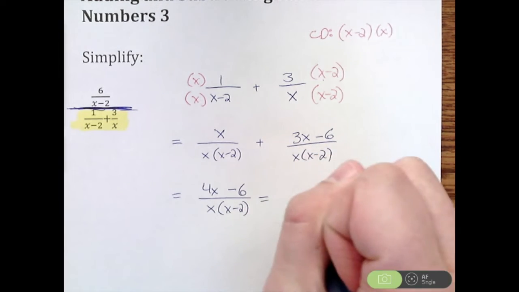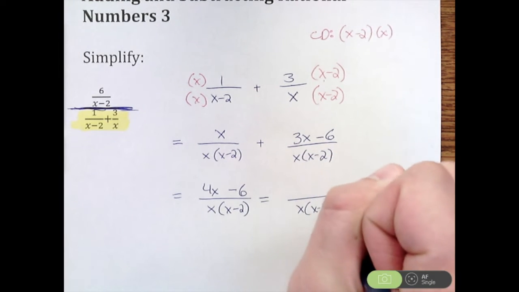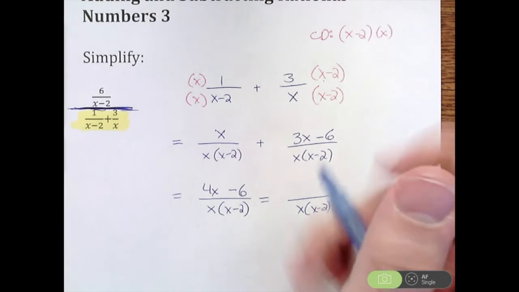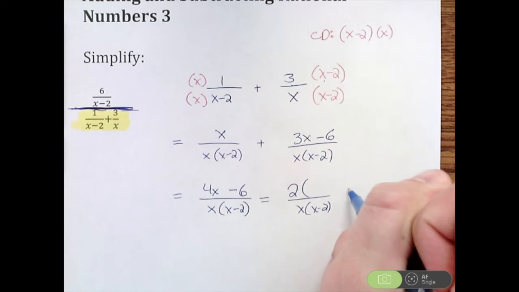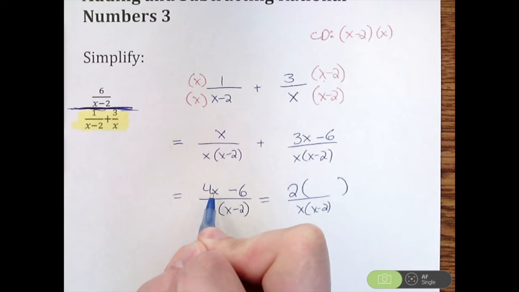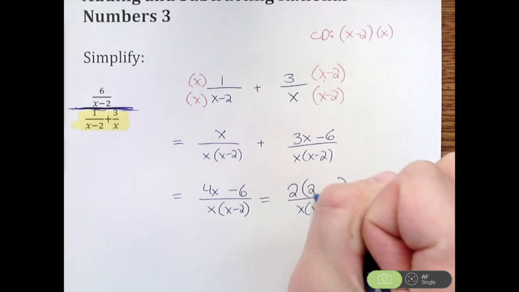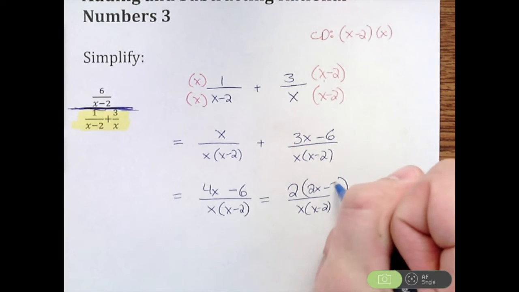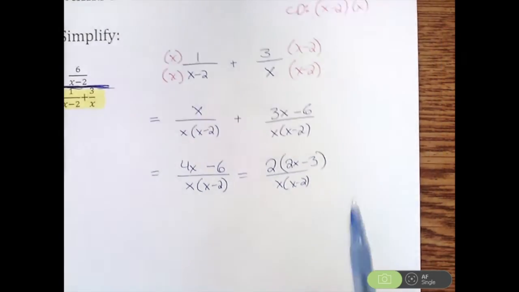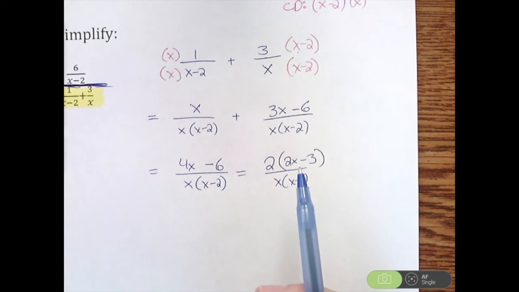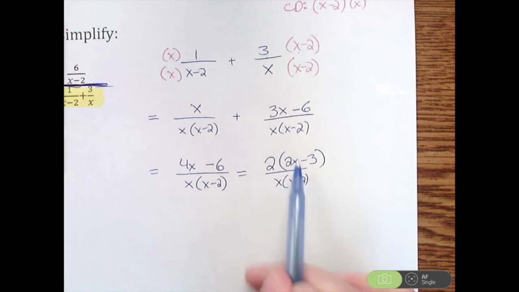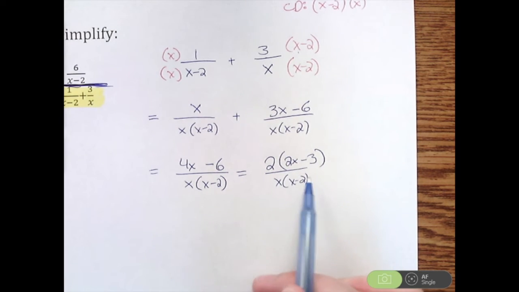Let's factor the top. So the numerator, 4x minus 6, we could actually pull out a GCF of 2 there. If I take 4x and divide it by 2, I get 2x. Negative 6 divided by 2, I get negative 3. So the top becomes factored to 2 times 2x minus 3. So I don't see any simplifying there. There's nothing we can do, but this is going to be useful to us.